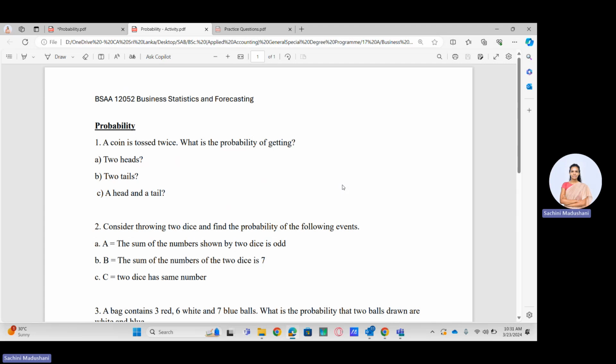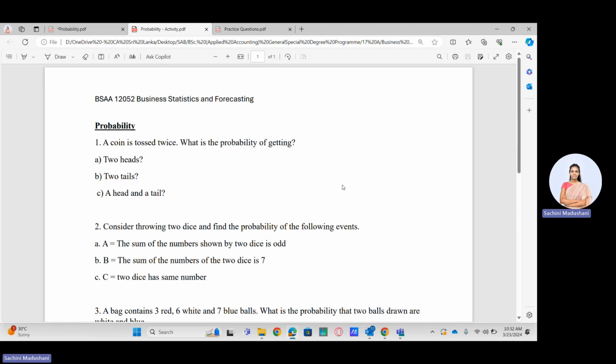Then the first one asks the probability of getting two heads. Okay, then how to express the probability value? The denominator shows the total possible outcomes. Then how many possible outcomes are here? 4. Then getting two heads, how many favorable cases are here? Only 1. Then we write the probability: 1 over 4. Now clear?